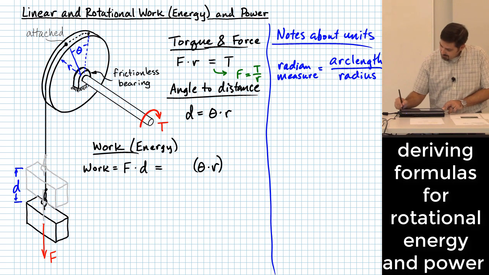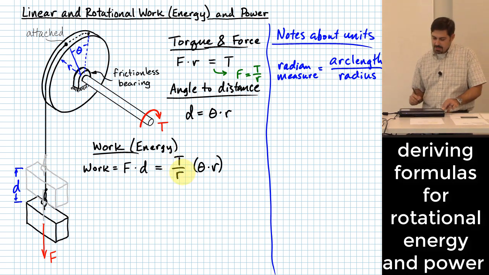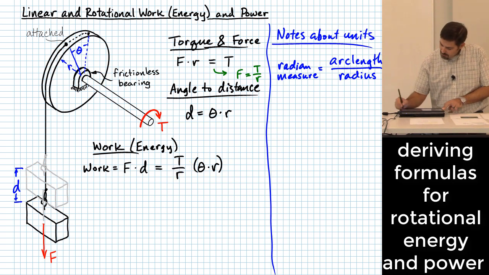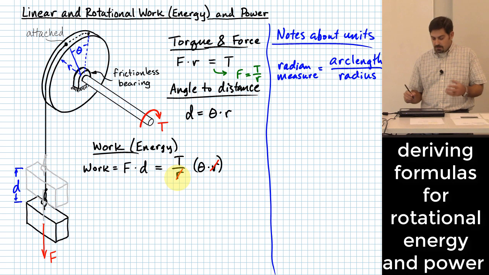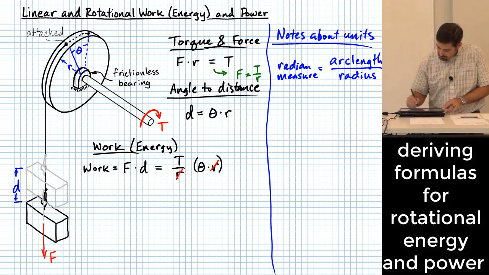Yeah, we got T over R here. We got that times theta times R. And so then what he says is that that means that these R's, because it's the same value, cancel, and you just end up with torque times theta.